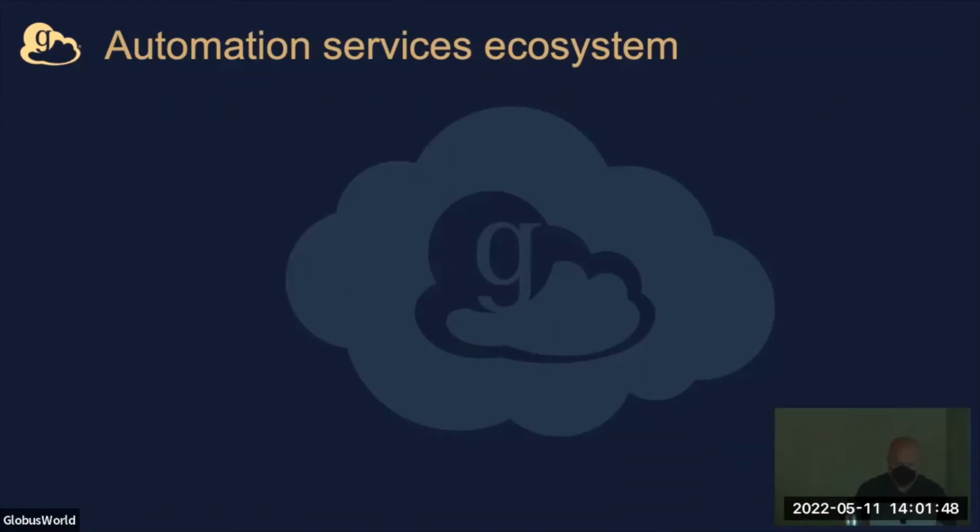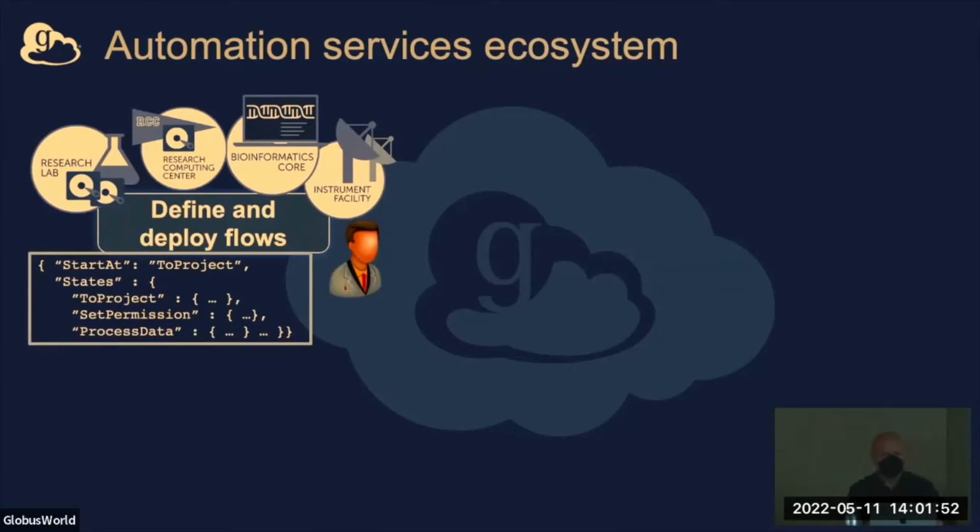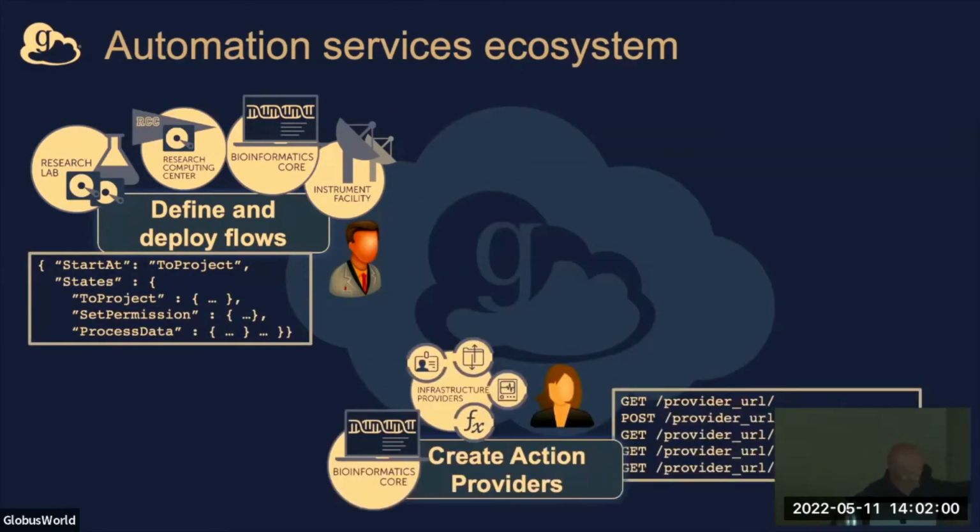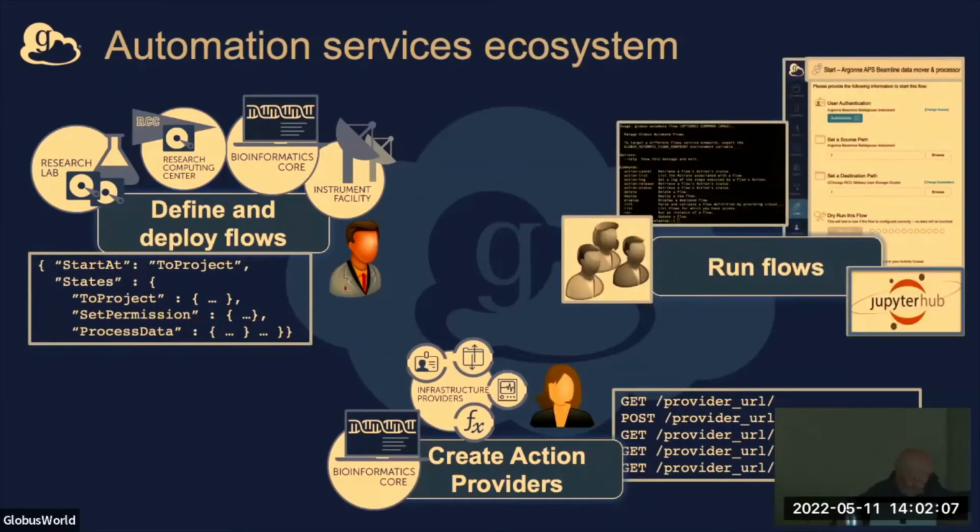So the cool stuff, the automation ecosystem. Rachana talked about flows. So we're going to cover three things: defining and deploying flows. And that's actually going to be the last thing, which I'm just going to talk to. We're not actually going to do that, but that's for extending the services that flows can have access to through action providers. So we're going to focus on running some flows.